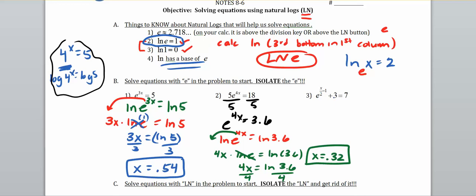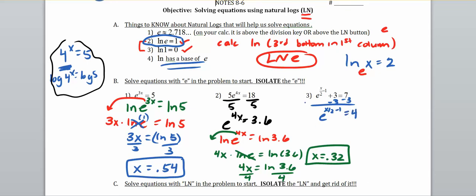I want to get it by itself. I've got some junk here. Let's move over that 3. So if I have a positive 3, we're going to subtract it to get rid of it. So I have e to the (x over 2) minus 1 is equal to 4. My e is now isolated.